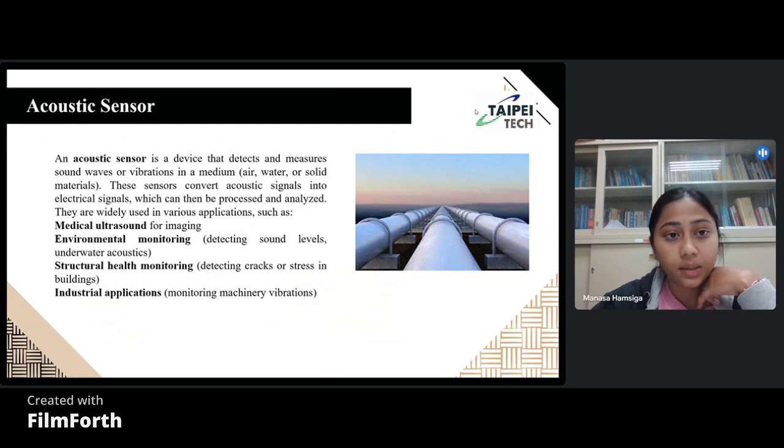We'll be moving on to the second part of the assignment, which is the acoustic sensor. An acoustic sensor is a device that detects and measures sound waves or vibrations in a medium of air, water, or solid. These sensors convert acoustic signals into electrical signals, which can be processed and analyzed. They are widely used in various applications such as medical, environmental, structural, and industrial.